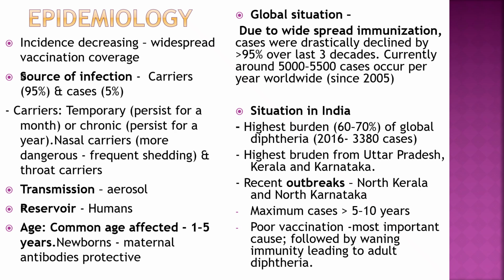The global situation: due to widespread immunization, cases have drastically declined by more than 95%. Currently, around 5,000 to 5,500 cases occur per year since 2005. But India has the highest burden, 60 to 70% of global diphtheria. In 2016, there were 3,380 cases. The highest burden is from Uttar Pradesh, Kerala and Karnataka. Maximum cases are of age 5 to 10 years. This may be because of poor vaccination or low immunity leading to adult diphtheria.